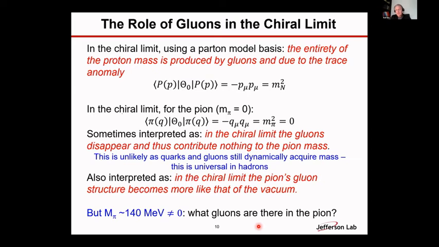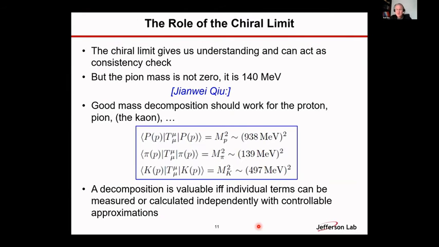There's also an interpretation that in the chiral limit, the pion's gluon structure becomes more like that of the vacuum. Now, that might be true, but that's the chiral limit. In reality, the pion mass is 140 MeV. That's not 0. So you can ask the question, what gluons are there in the pion? Are they like the vacuum? Are they different? I'll put some questions up. So the chiral limit gives us understanding and can act as a consistency check, but the pion mass is not 0. It's 140 MeV. So I follow a little bit slides from John Wei, we will talk later.